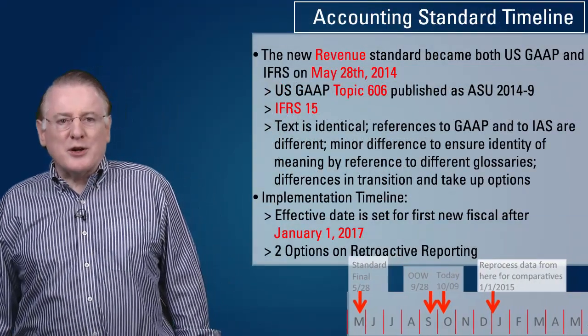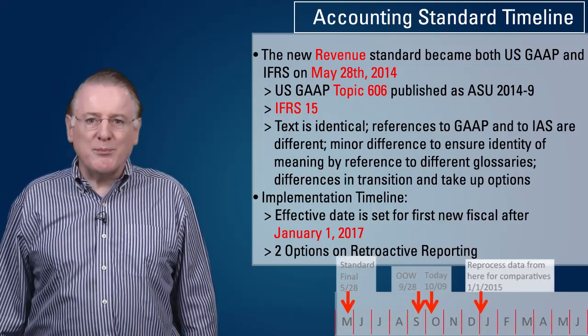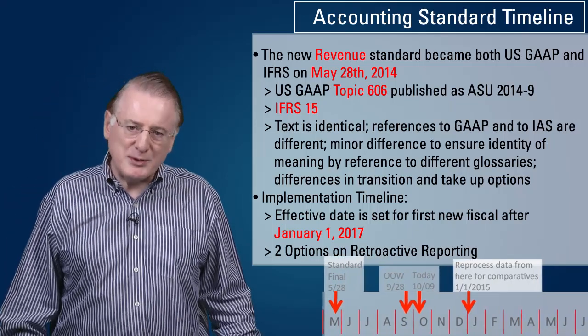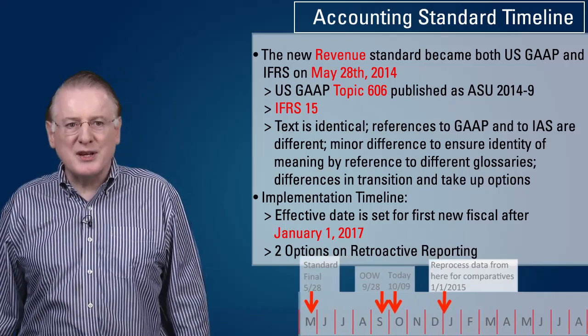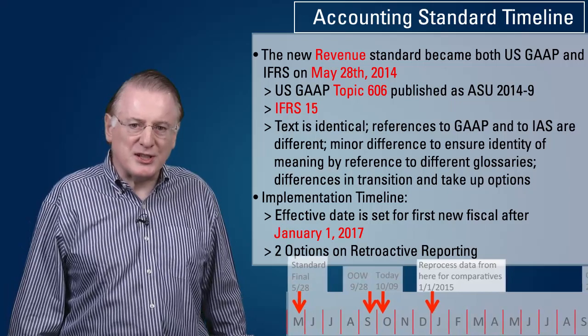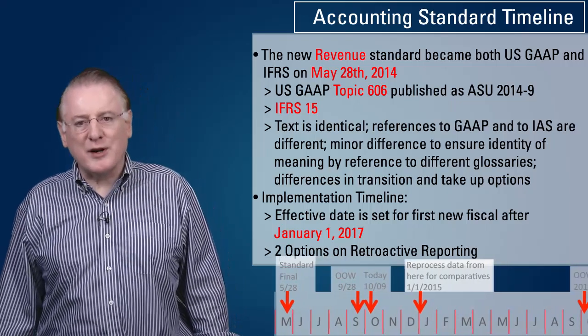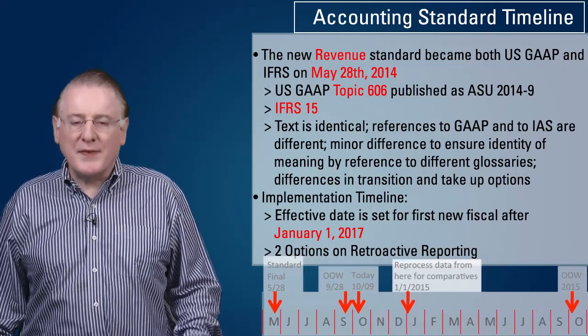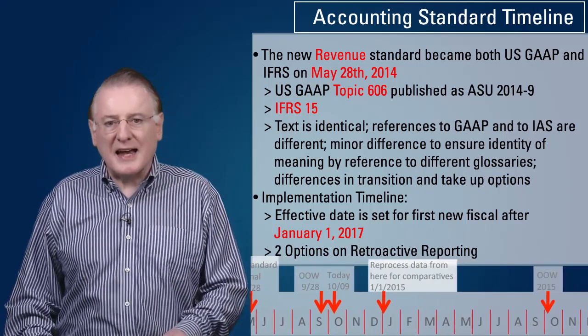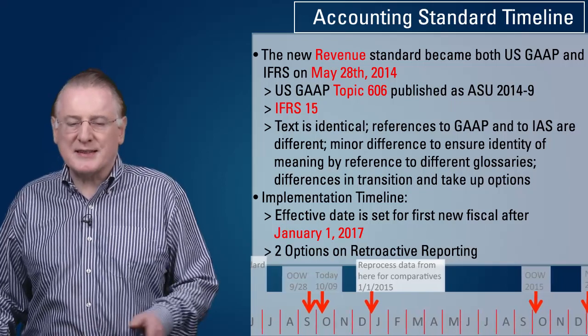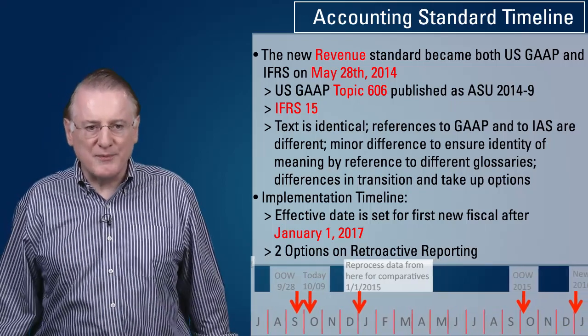The new revenue standard became US GAAP and IFRS on May 28, 2014. I'm speaking on October 28, which is exactly 5 months afterwards. It was published as topic 606 for the Americans and IFRS 15 for everybody else. The text is pretty identical. There are some minor differences that tie into the lexicon that the IASB and the FASB use.